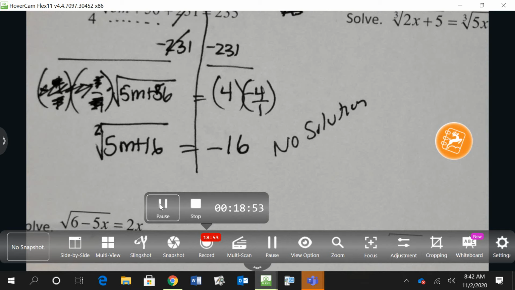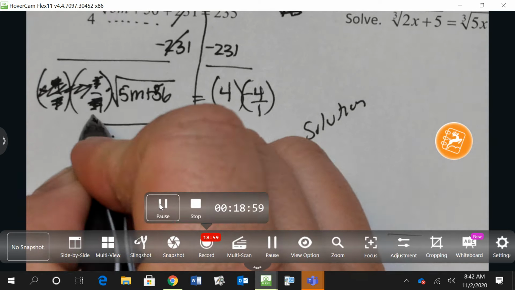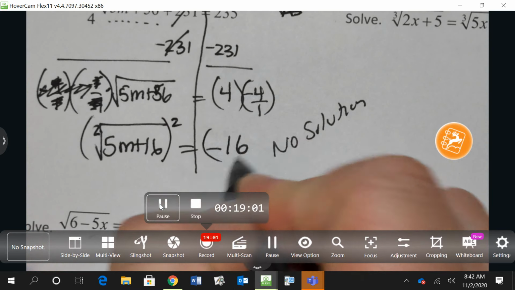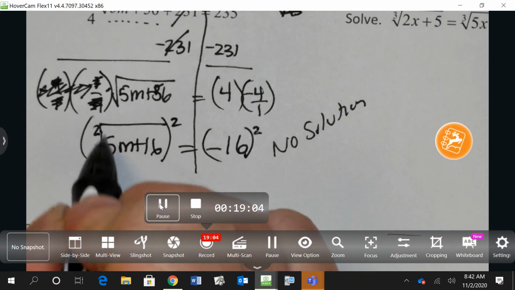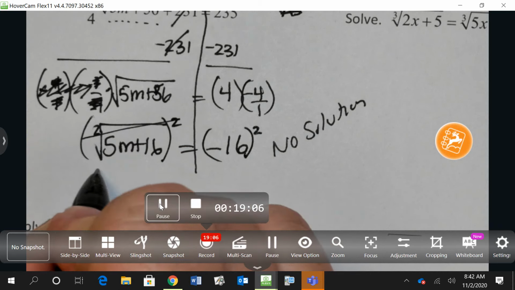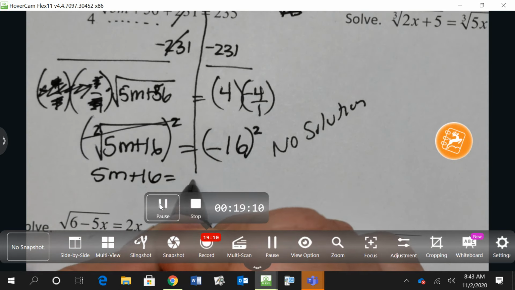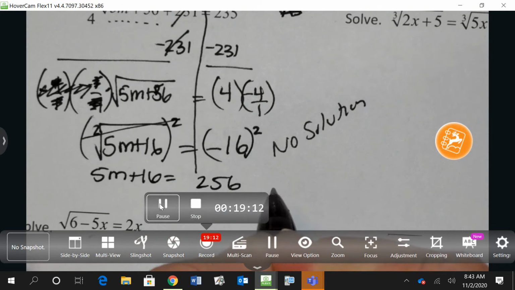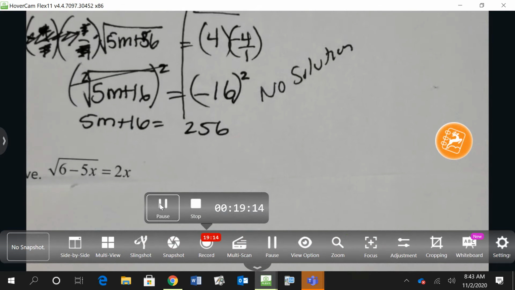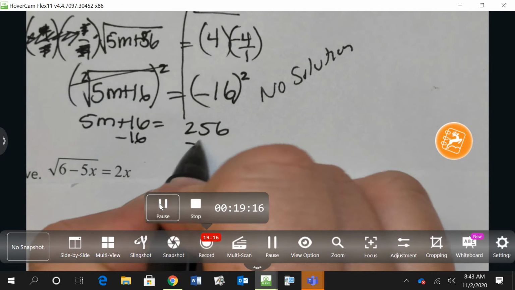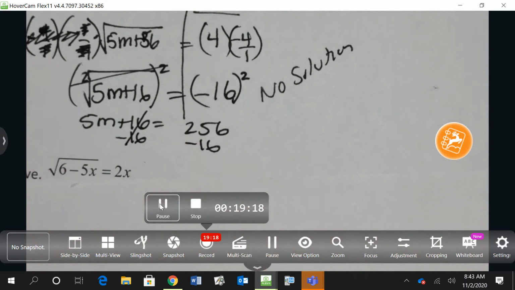But for the majority of you, you're working hard, you're trying to do PEMDAS backwards, and you may forget that. So what do we do then? You're going to square the left, and you're going to square the right. And when you square this, those cancel out, and you have 5m plus 16 equals 256, a positive 256. Then you subtract 16 from both sides.